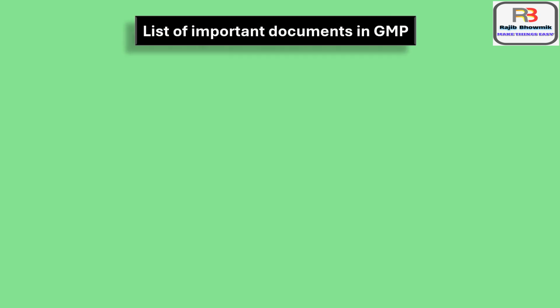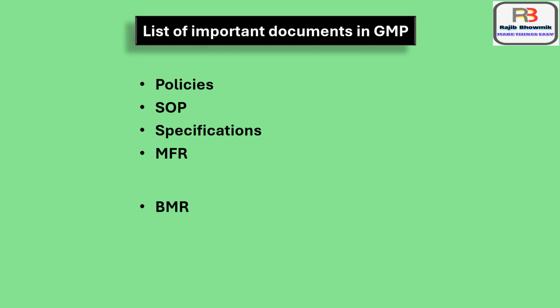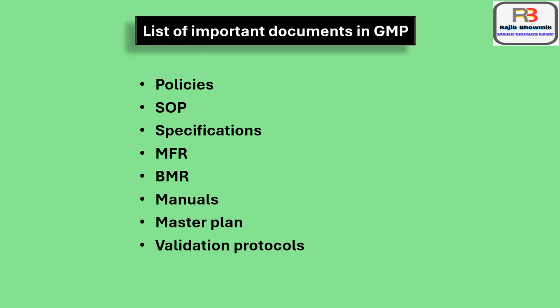Now I will explain you list of important documents in GMP. Let us see one by one. Policies, SOP, that means standard operating procedure, specifications, MFR, that means master formula record, then BMR, that means batch manufacturing record, manuals, master plan, validation protocols, forms, formats, records.